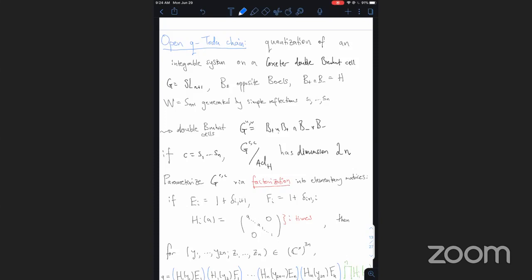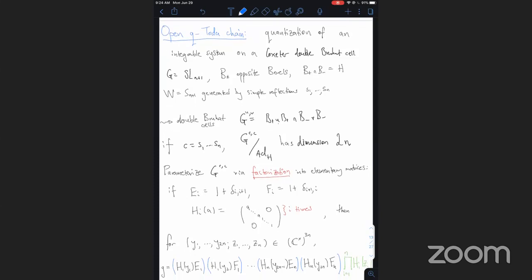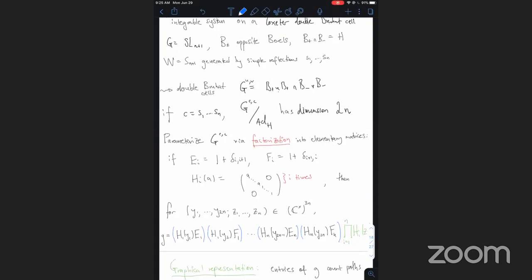So remember, what are elements in this double Bruhat cell? They're matrices in SL_{n+1}, and we're going to present those matrices by factorizing them into products of elementary matrices. So in particular, to obtain an element in this Coxeter double Bruhat cell G^{c,c}, we're going to consider matrices that admit a factorization into elementary ones of a very particular type.